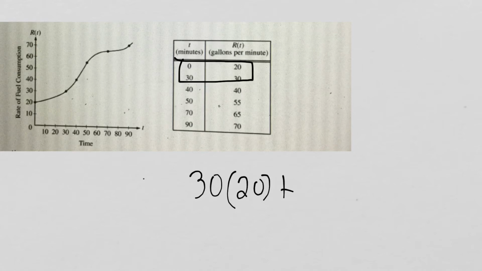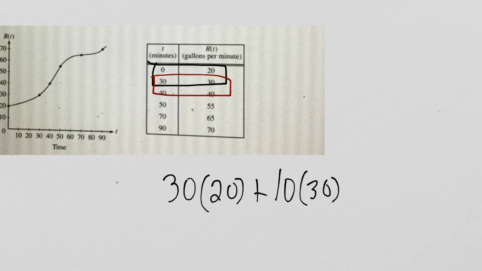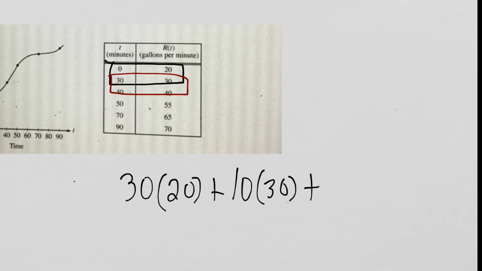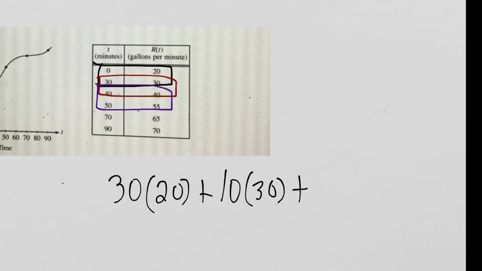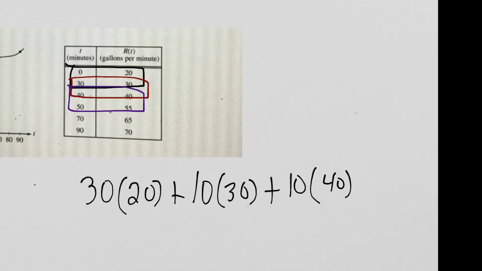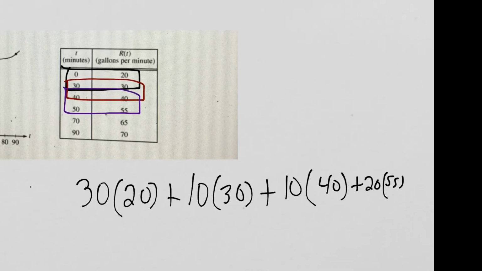plus, now we'll go 30 to 40. That difference is 10, and then we're going to multiply by 30. Plus, now we're going to go 40 to 50, and that's also a difference of 10, and then we're going to multiply by 40, the left of the two y values. Plus 50 to 70 is 20, and we're going to multiply that by 55, and then finally plus 70 to 90 is also 20, and then we're going to use 65 if we're doing a left Riemann sum.